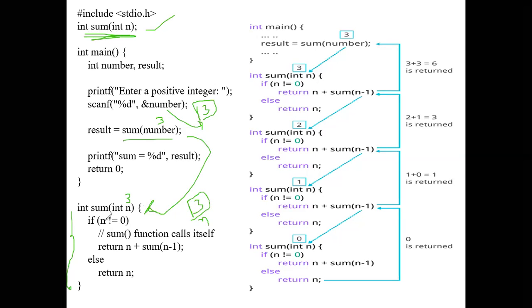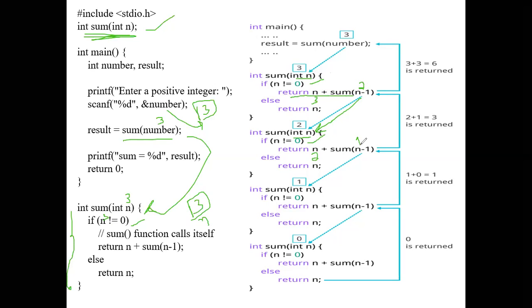So we are checking 3 is not equal to 0. Condition is true, so we are returning. It will check the condition n is equal to 3, not equal to 0. Condition is true, so we'll be writing 3 plus sum of n minus 1. So what is n minus 1? 3 minus 1, 2. Again we are making a call to the function. Now the value of n is 2. So 2 is not equal to 0. Condition is true, so we'll return 2 plus sum of n minus 1.